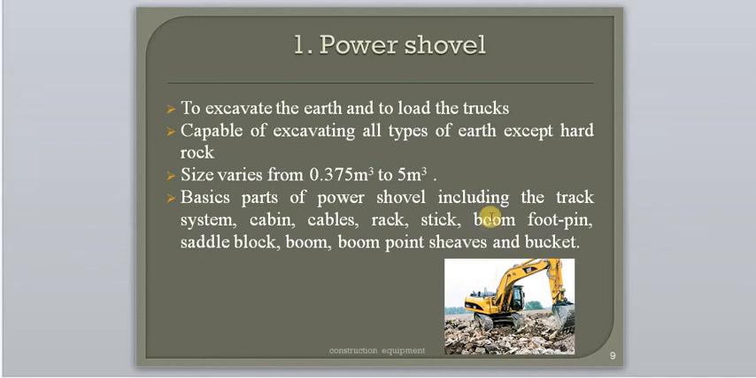These are the various parts related with the figure. So basic parts of the power shovel include the track system, cabin, cables, rack. These are all the technical terms related with this equipment. These are the various parts related with the power shovel: boom, foot pin, saddle block, boom point, sheaves, and bucket.